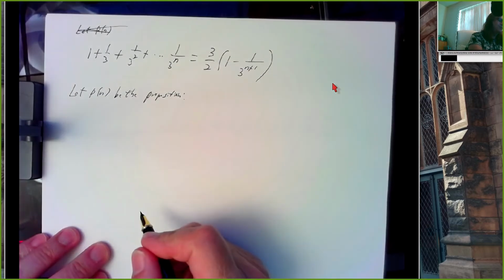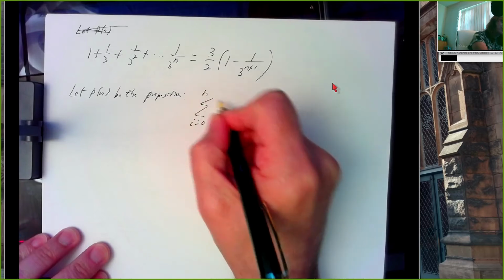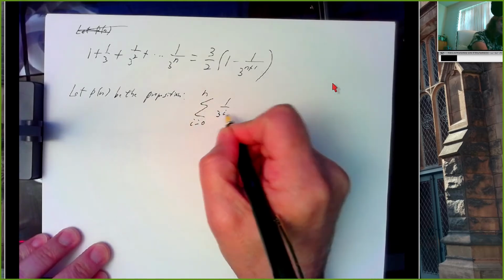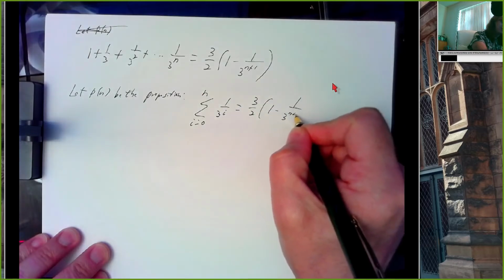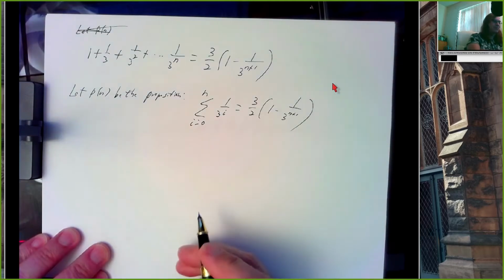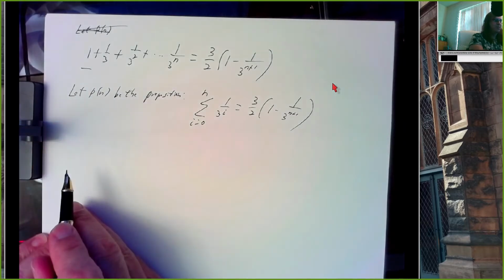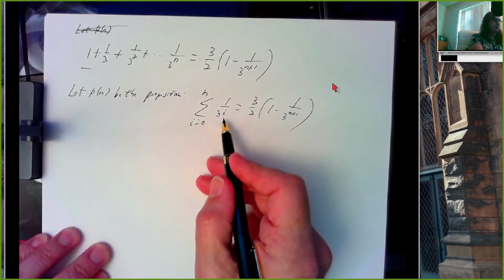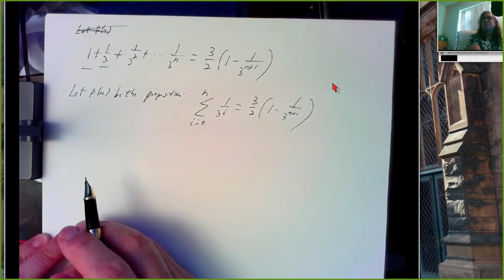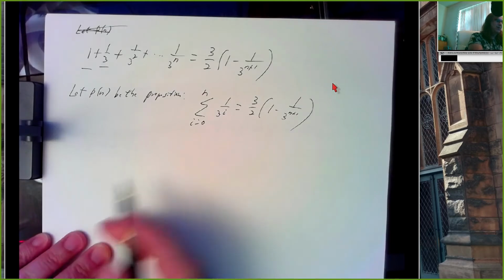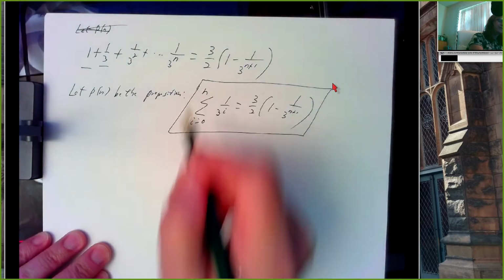So I'm going to write P of n as the proposition that the sum from i equals 0 to n of 1 over 3 to the i is equal to 3 halves times 1 minus 1 over 3 to the n plus 1. And I'm starting from 0 in this case because our formula here is 1, which is 1 over 1, which is 1 over 3 to the 0. And then when i equals 1, that's 1 over 3 to the 1, that's this term, and so on and so forth. So P of n is this proposition. And we want to prove P of n for all n bigger than or equal to 0.